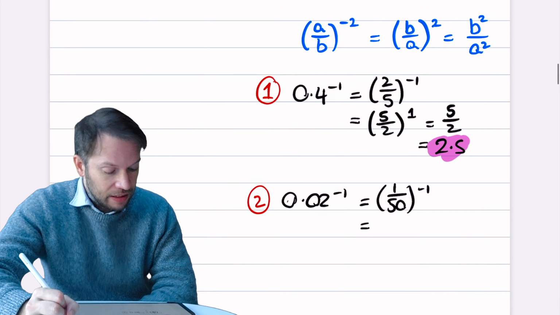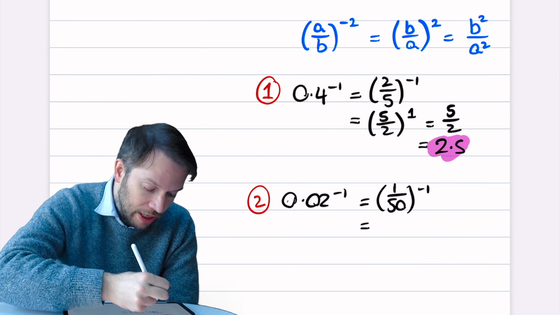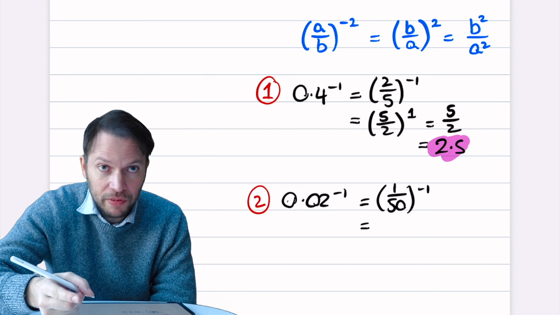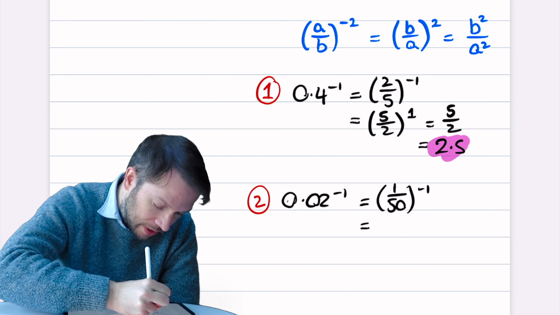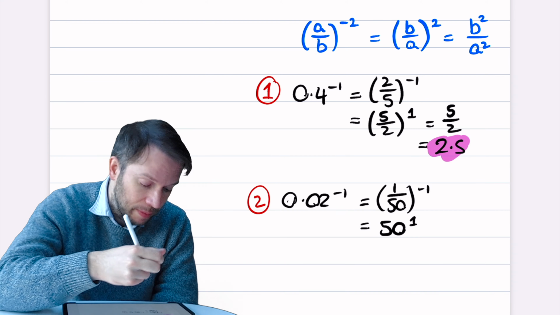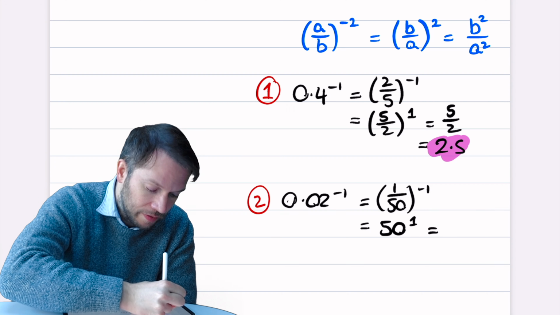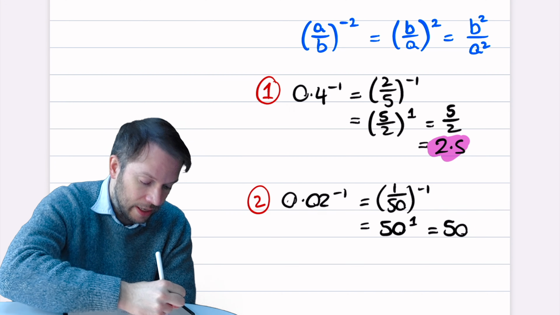And then, as before, because of that negative index of -1, we flip the fraction inside. The 1 over 50 becomes 50 over 1, which is just 50. And then we have 50 to the power of +1 now. The negative index became a positive index when we flipped the fraction inside. And 50 to the power of 1 is just 50. So again, that is the final answer.